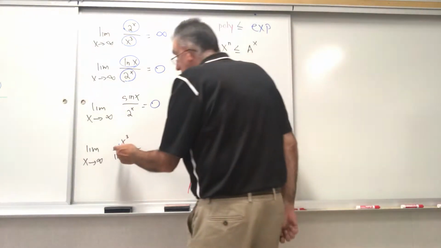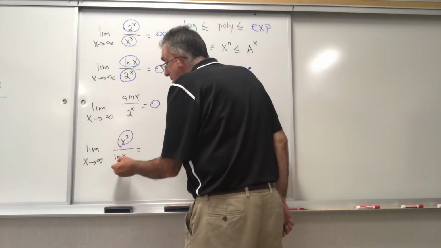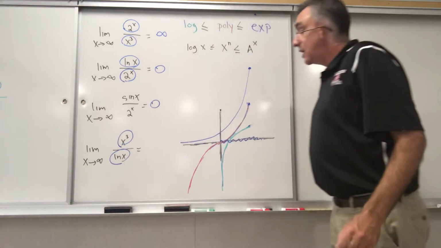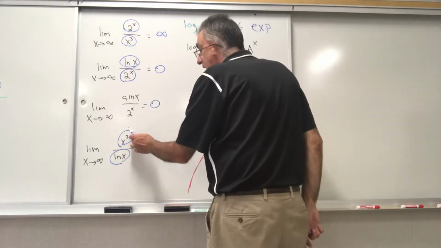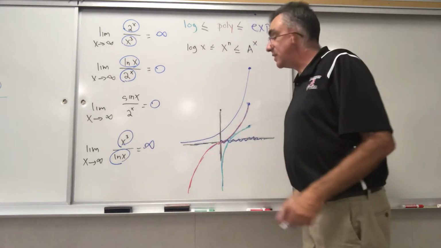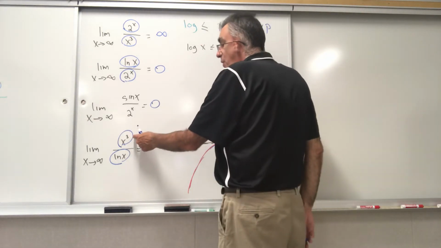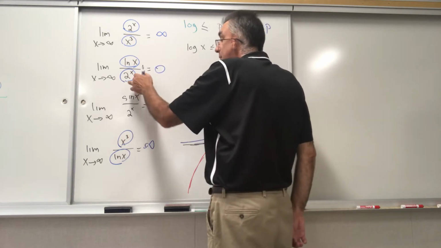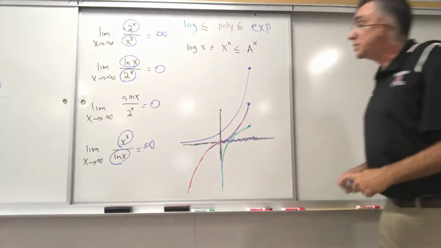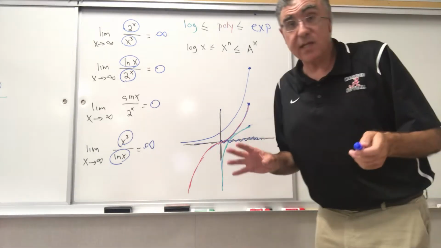And then here, polynomials beat logarithms. So the infinity is on top, so it's going to infinity. So if the one that wins is on top, it's going to go to infinity. If the one that wins is on the bottom, it's going to go to 0. That's just kind of a shortcut idea.